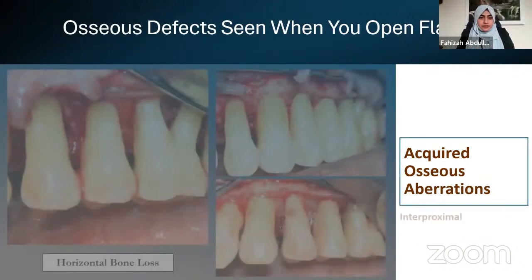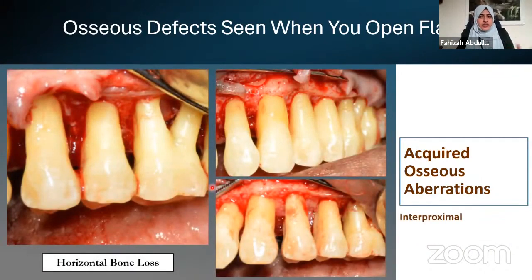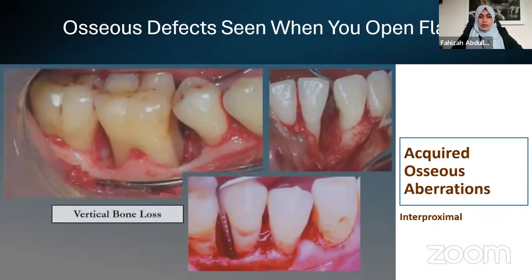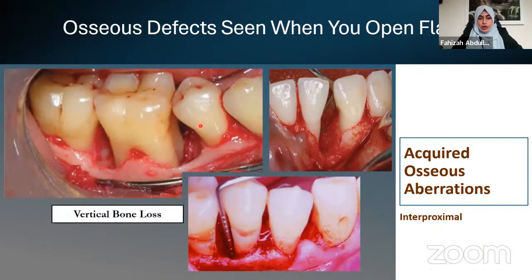Then coming to the other interproximal osseous defects, there can be horizontal bone loss. Most of the cases we would have seen in radiograph or clinically as well, the horizontal bone loss. And vertical bone loss, where this is the two wall vertical bone loss, where the two walls are present. Here, there's only one wall present, so it becomes your one wall defect. And here, all the three walls are there except for this portion, so that becomes your three wall defect.